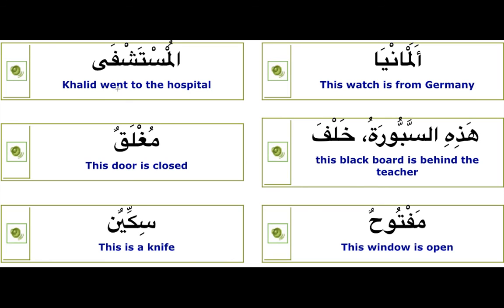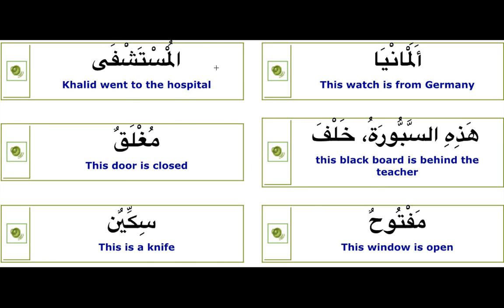Khalid went. Zahaba Khalidun. Zahaba Khalidun. Remember, Zahaba always comes with the harf jar ila. Like in English, we always say went to. We never say Khalid went hospital. We say Khalid went to hospital. I went to. They went to. To is ila. So always use Zahaba with ila. Zahaba Khalidun ilal mustashfa. To the hospital.